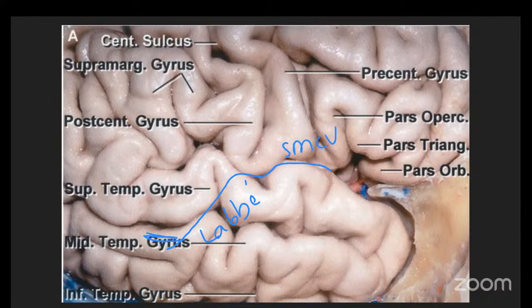But the vein of Labbé connects this to the transverse sinus. Superiorly, there is another vein, the superior anastomotic vein. What is that called? Vein of Trolard. That's right. So, when we are retracting or splitting the Sylvian fissure, apart from the arteries, we also have to be careful regarding the veins. What are the other important vascular structures here? Which arteries around here?